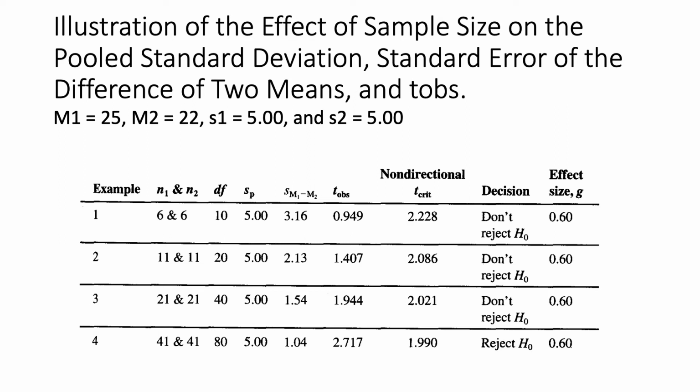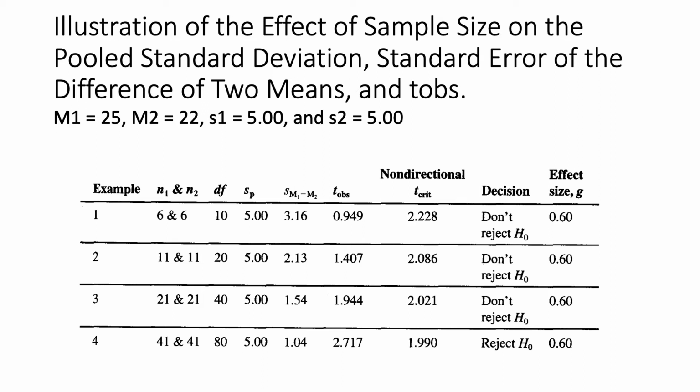One specific issue is displayed in the table here. Each of these examples, 1, 2, 3, and 4 in the table, describes the same situation in that the mean of group 1 is 25 and its standard deviation is 5. The mean of group 2 is 22 and its standard deviation is also 5. So you're getting the same size difference in each of these 4 examples. You're essentially looking at the same effect, would be one way to think about that.